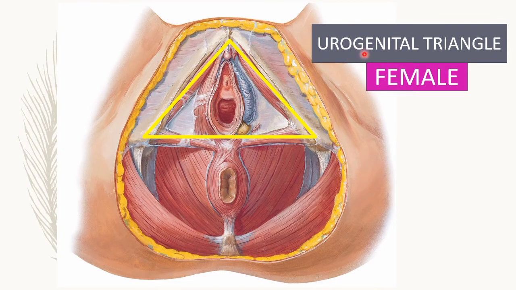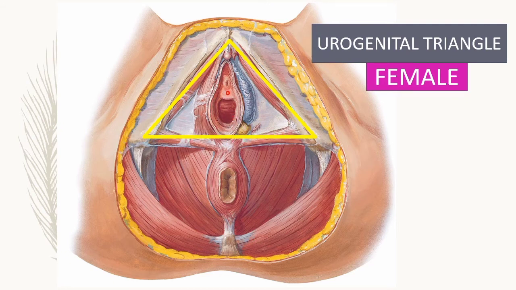Now let us see the urogenital triangle in the female. What are the boundaries we can identify? Anteriorly we can identify the pubic bones, the posterior surface of the pubic bones, and anterolaterally, on the right and left sides, the boundaries are formed by the ischiopubic rami. Posteriorly we draw an imaginary line.